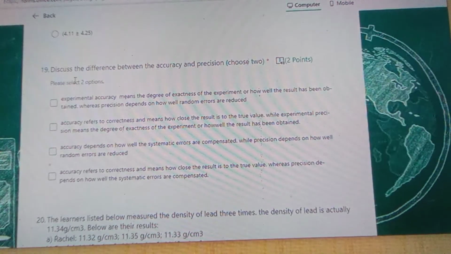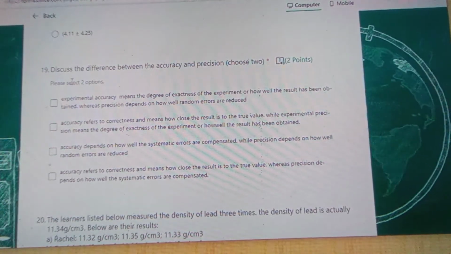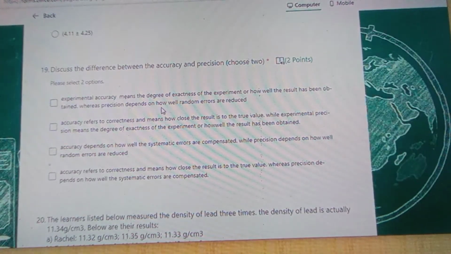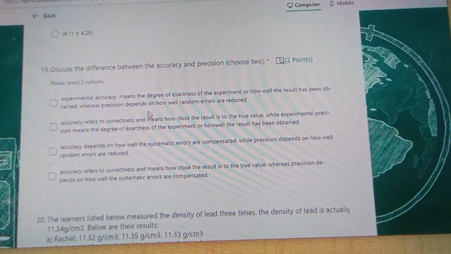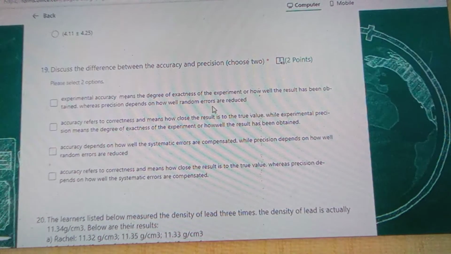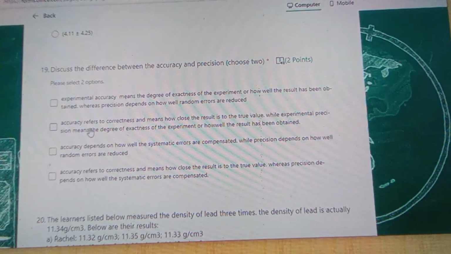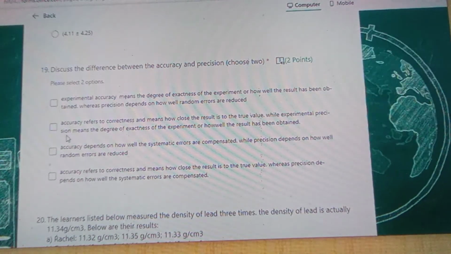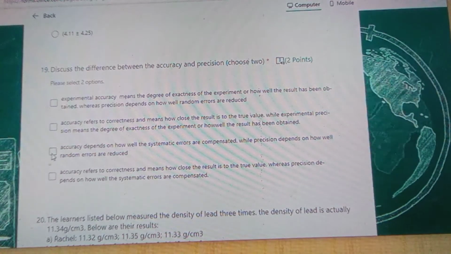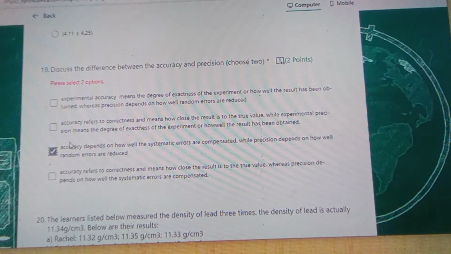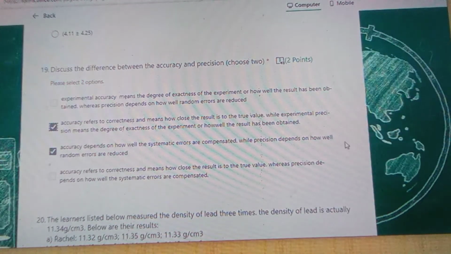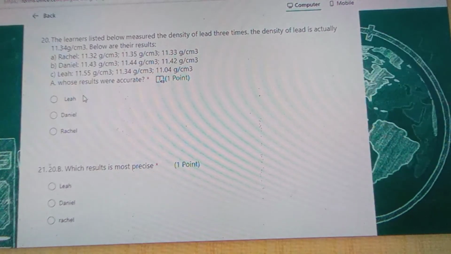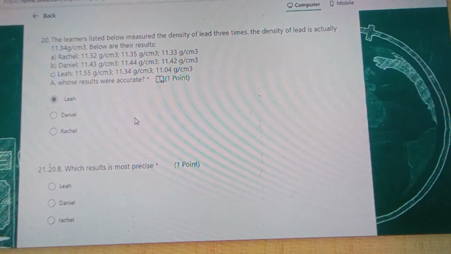Question 19. Discuss the difference between the accuracy and precision. You will choose 2. Okay. So you will read, okay, and analyze. After your analysis, you will choose. Okay. Now let us choose, but remember to choose 2 options. Okay. You will need to choose what? 2 options. After choosing those 2 options, you continue scrolling down to do the next questions.